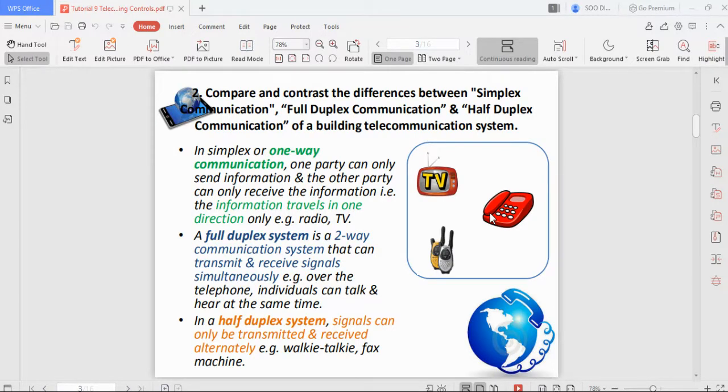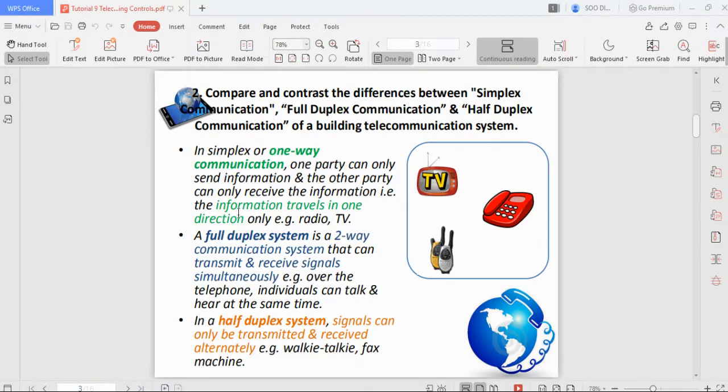In a half duplex system, the device is able to either transmit or receive at a single time. If you transmit, you will not be able to receive any signal, and vice versa. If you receive, you will not be able to transmit any signal or any voice that you want. An example of this is a walkie-talkie or a fax machine, in which you are able to receive or send a document, but you cannot do both simultaneously. You can only do one thing at a time.